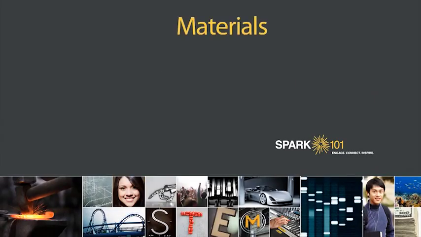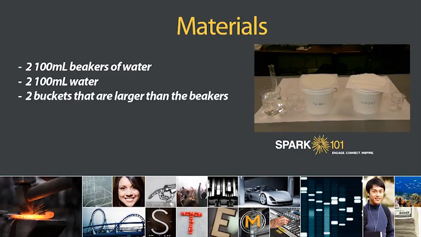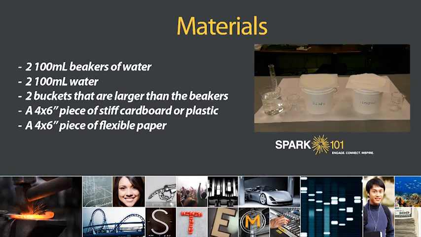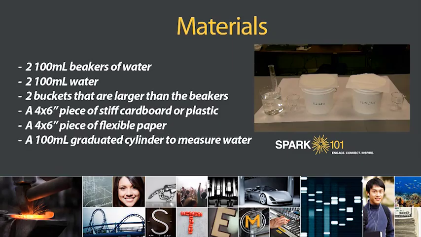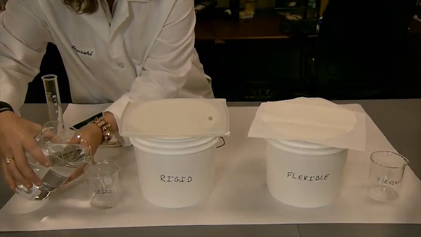The materials you will need are 2 100 milliliter beakers of water, 2 buckets that are larger than the beakers, a 4 by 6 inch piece of stiff cardboard or plastic, a 4 by 6 inch piece of flexible paper, a 100 milliliter graduated cylinder to measure the water, and pen and paper to record your findings.